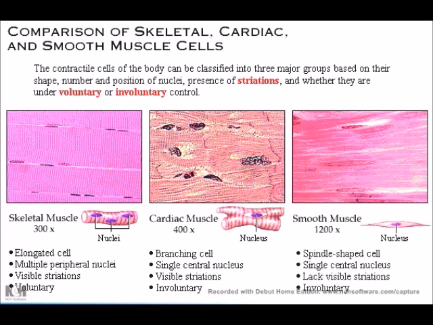Smooth muscle cells possess a single nucleus within a spindle-shaped cell. These cells do not have visible striations. Like cardiac muscle, smooth muscle is under involuntary control. The focus of this module will be on the physiology of skeletal muscle.